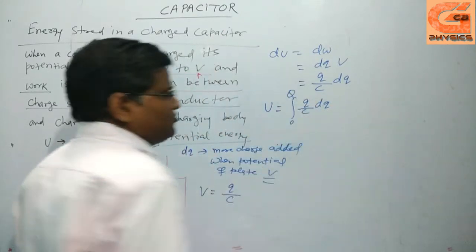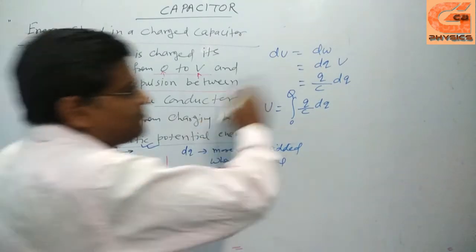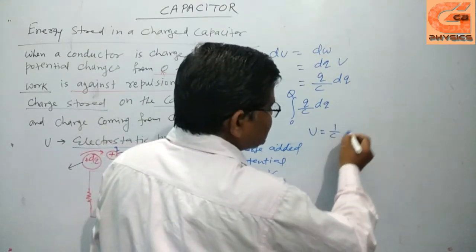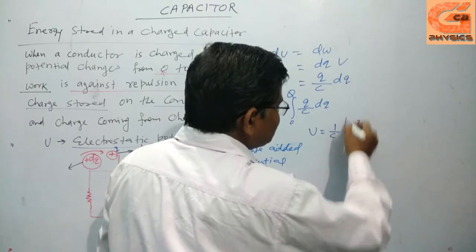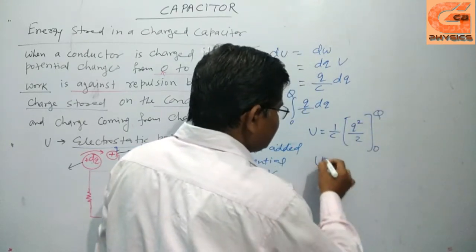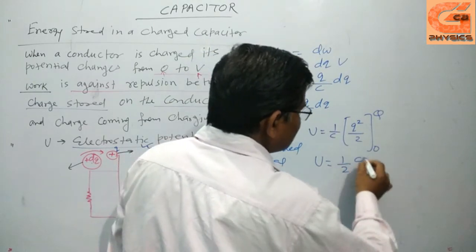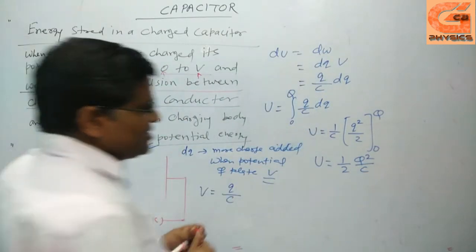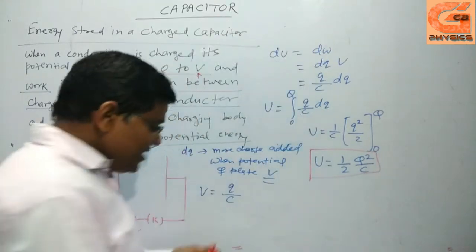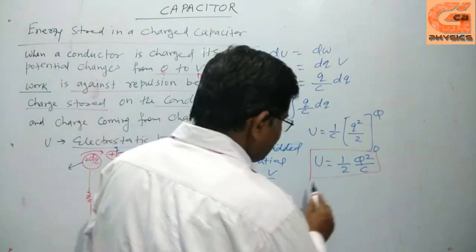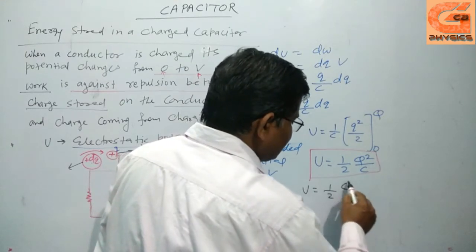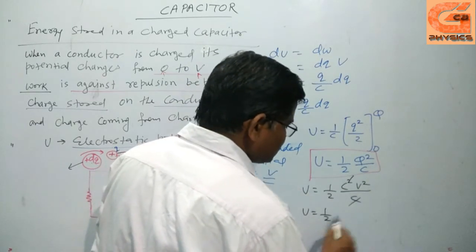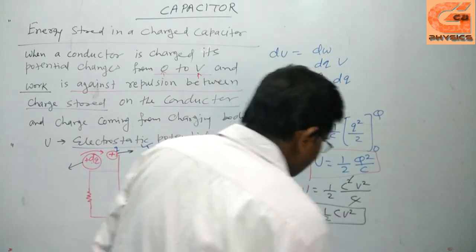From 0 to capital Q, where capital Q is the fully charged value, this equation gives U equal to 1 by C, Q square by 2 from 0 to Q. Then the potential energy is equal to 1 by 2 Q square upon C. This is the relation of potential energy. You may convert it into other forms: Q equal to CV, so 1 by 2 C square V square by C, C cancels, then U equals 1 by 2 CV square. This one is also used.